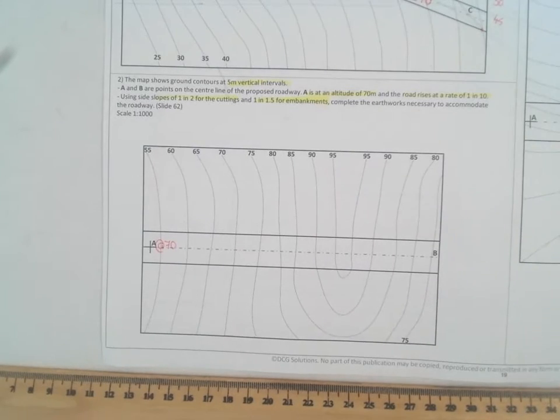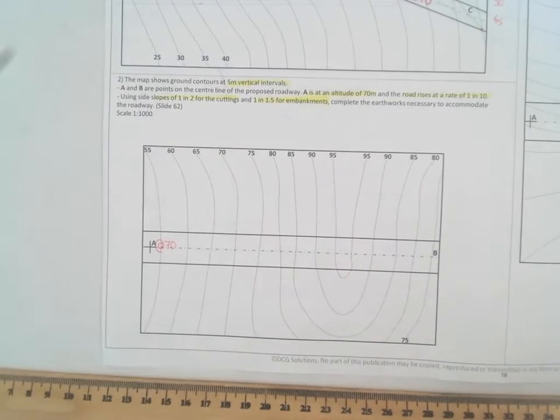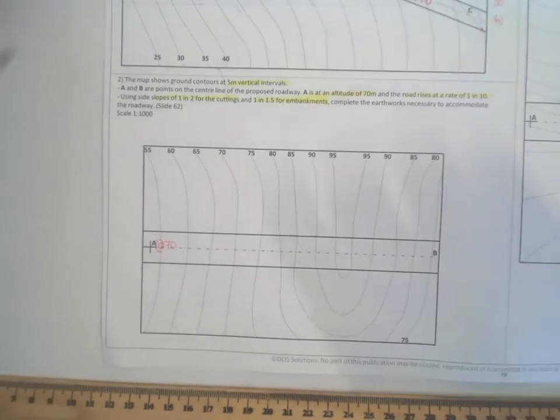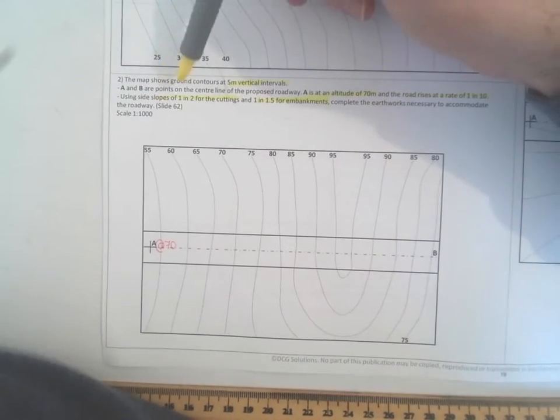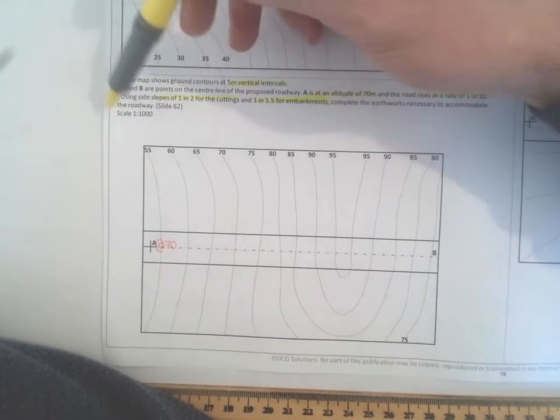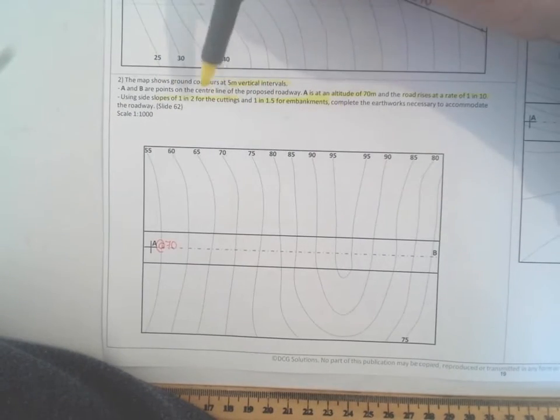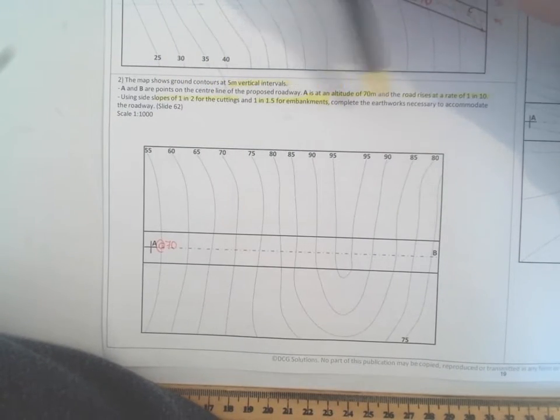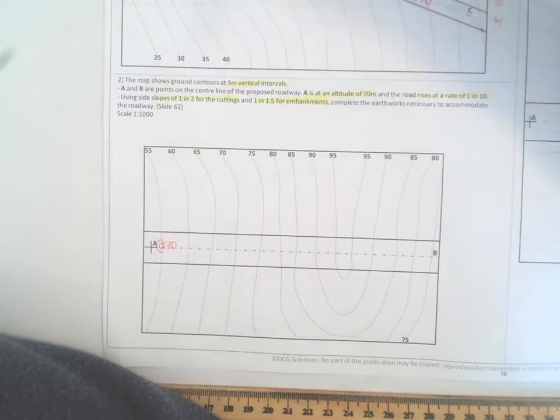This video is going to go through page 19, question 2, sheet number 3, and it's geological geometry. So, as always, reading the question first. The map shows ground contours at 5 metre vertical intervals. A and B are 2 points in the centre of the road. We're told A is at 70, so you can write 70 there.